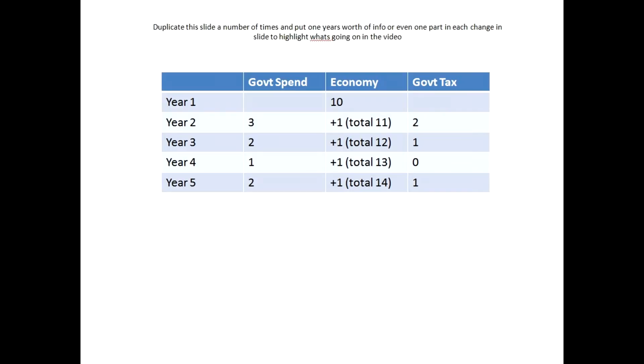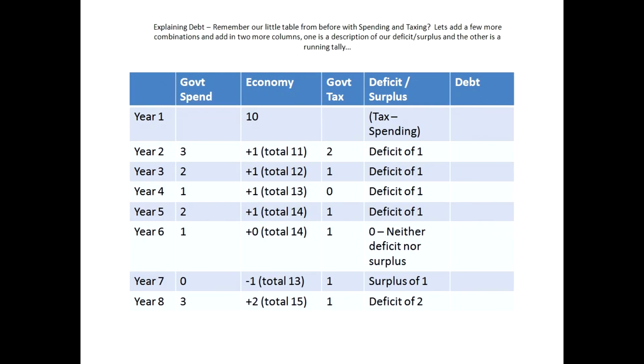So the first section we're going to talk about is debt, public government debt, and what that means. We're going to bring back our little table that we had before explaining deficits, and we're going to expand on that a bit. We're going to add to our original table 3 more rows, years 6, 7, and 8, and do a few more combinations of deficits and surpluses in there. I've added 2 columns on the right hand side: 1 column to make explicit whether we have a deficit or a surplus, and the other column tallies up the deficits and surpluses and shows us how much debt we have.